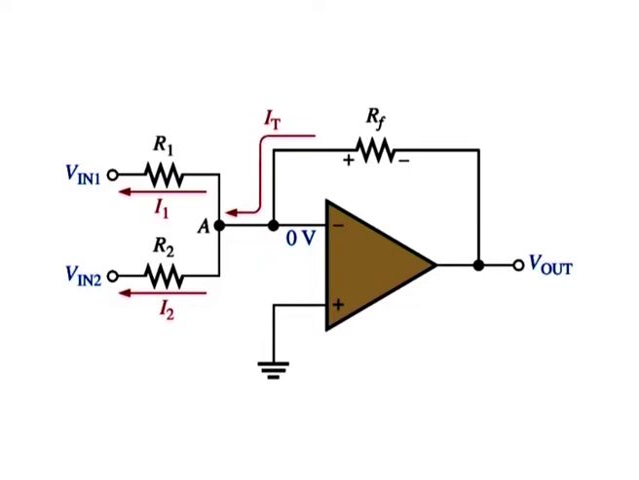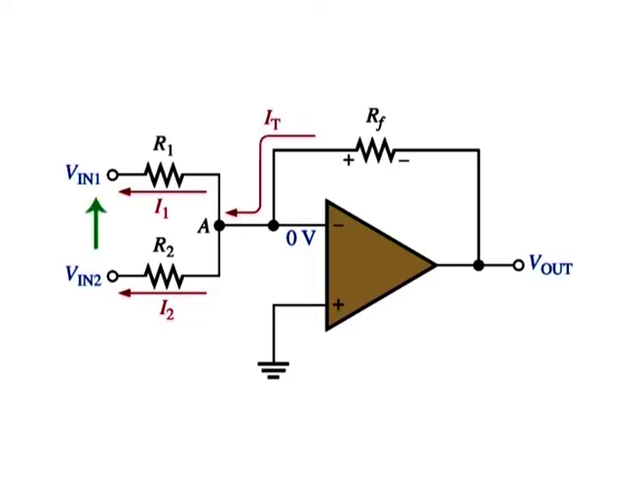A summing amplifier has two or more inputs and its output voltage is proportional to the negative of the algebraic sum of its input voltages. A two input summing amplifier with unity gain is shown in figure, but any number of inputs can be used. The operation of the circuit and derivation of the output expression are as follows.